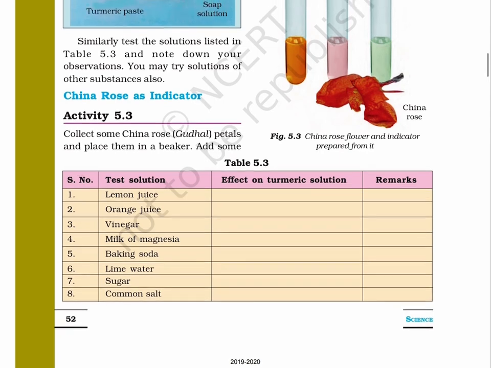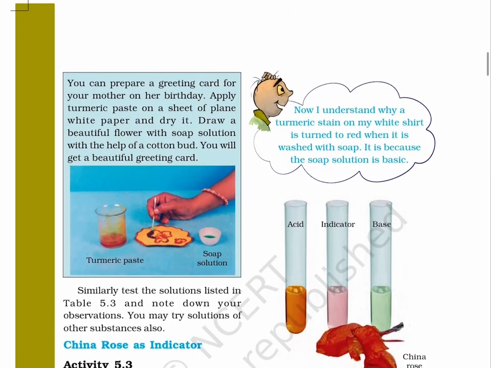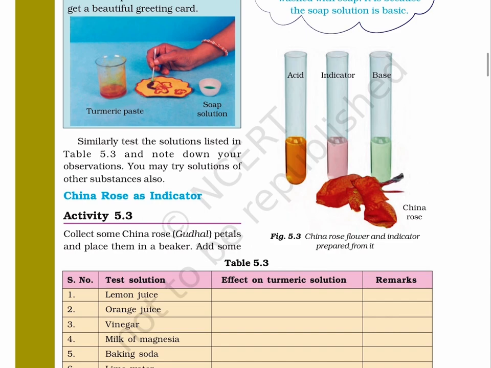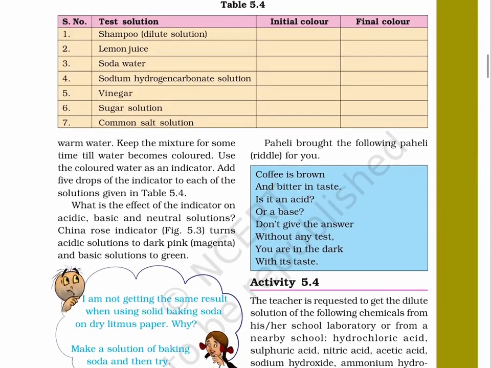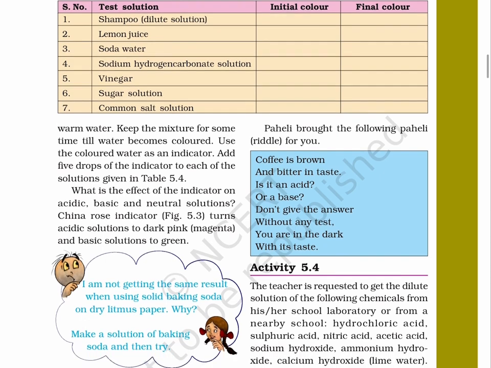China rose as indicator. Activity 5.3. Collect some China rose or gudhal petals and place them in a beaker. Add some warm water. Keep the mixture for some time till water becomes colored. Use the colored water as an indicator. Add 5 drops of the indicator to each of the solutions given in table 5.4.